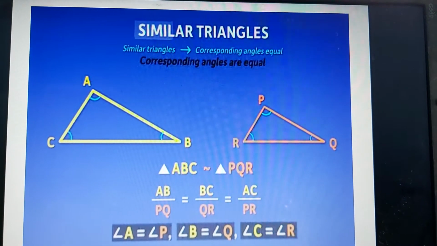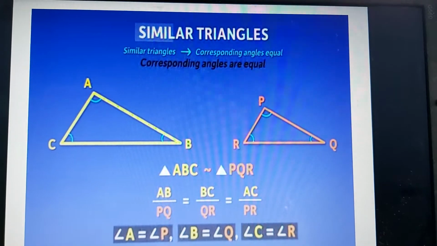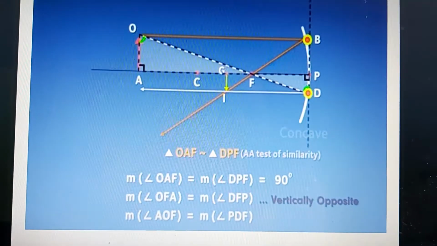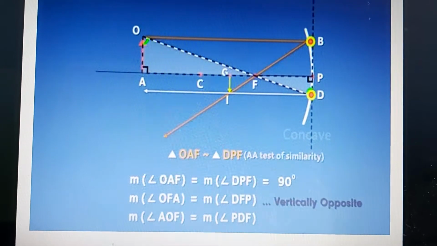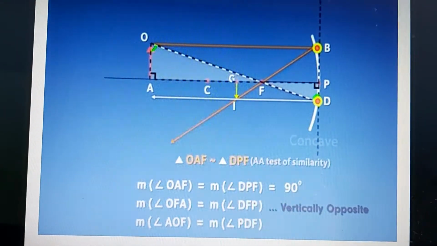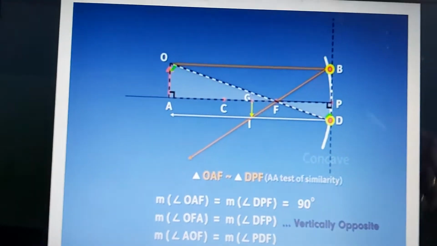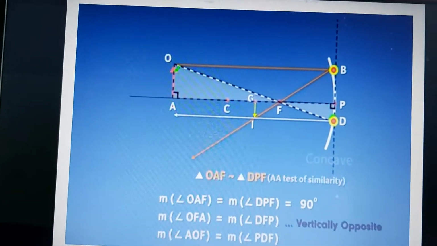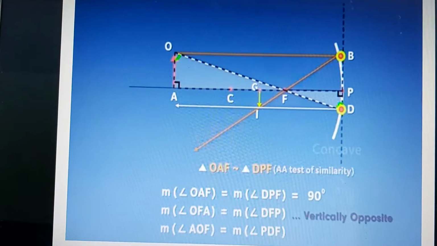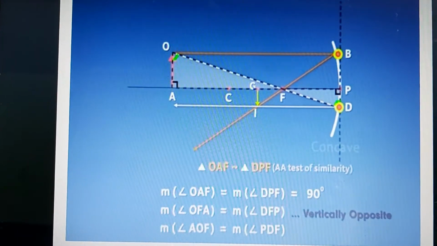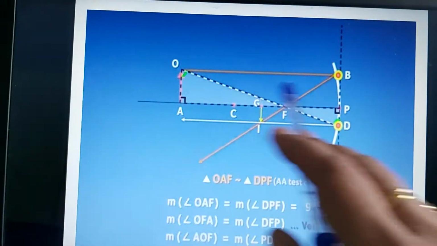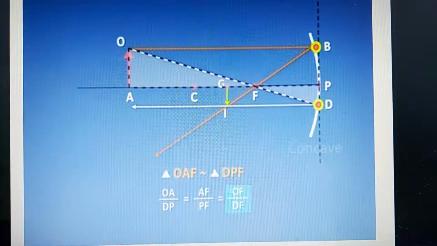Let's go back to the figure of the mirror equation. In that we will see, from the top of the object, draw the line that meets the tangent at point P. This line is parallel to the principal axis.